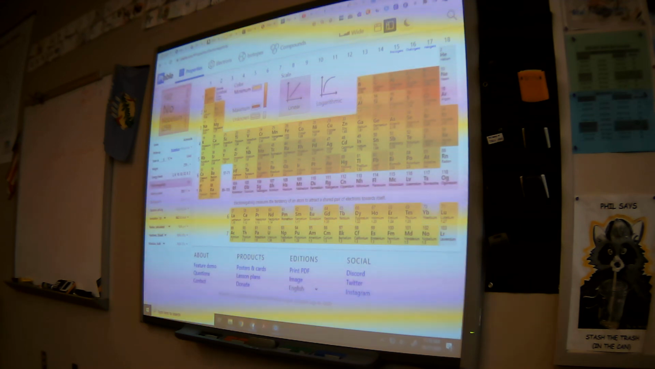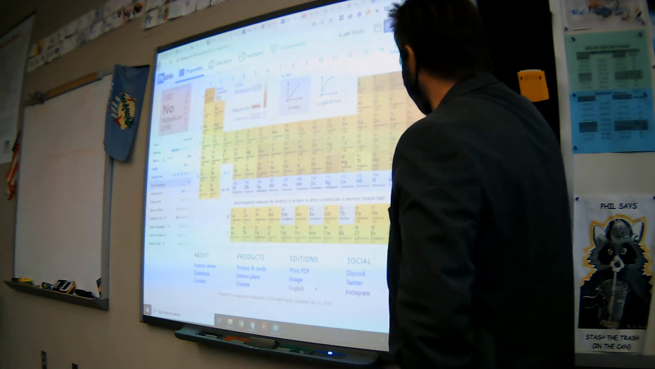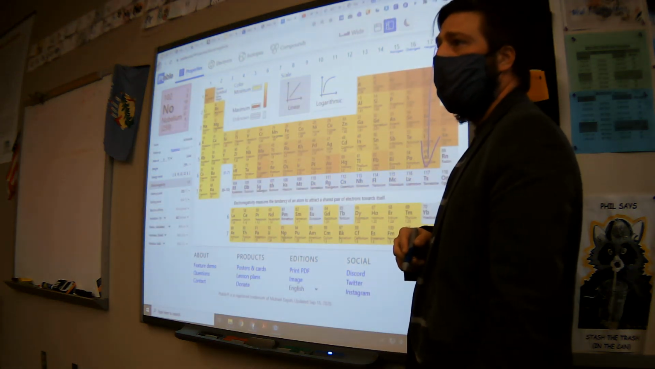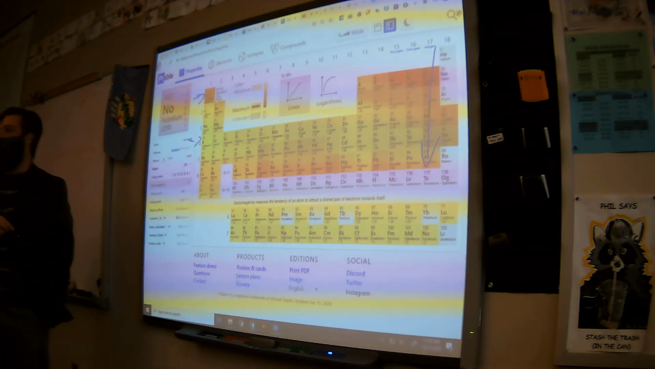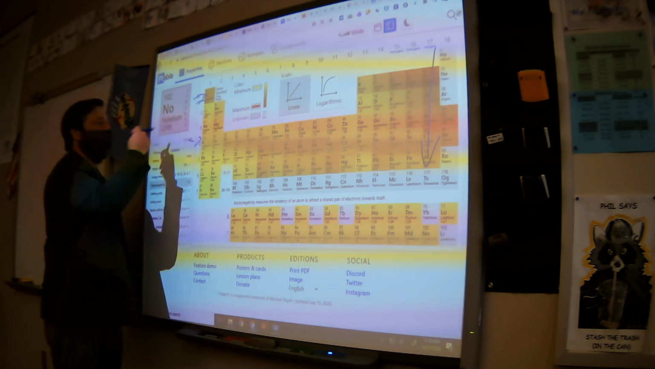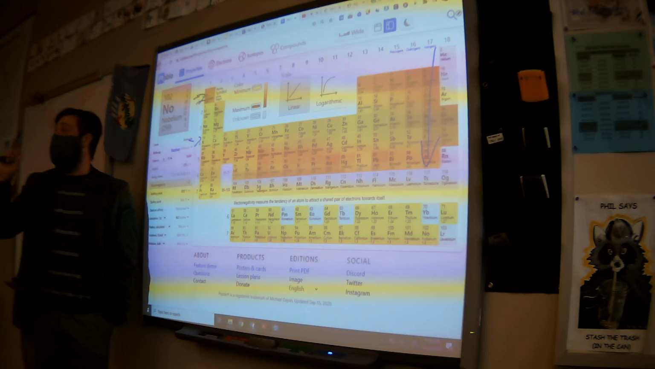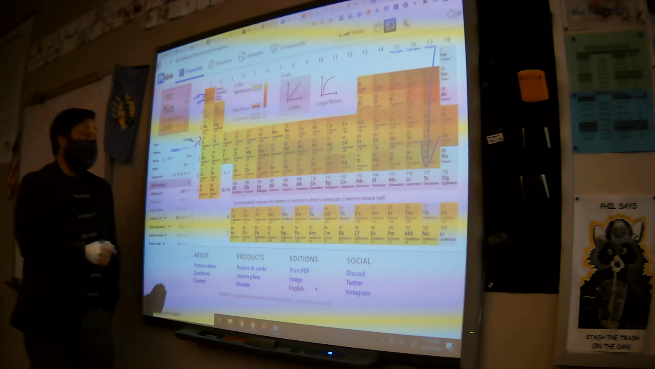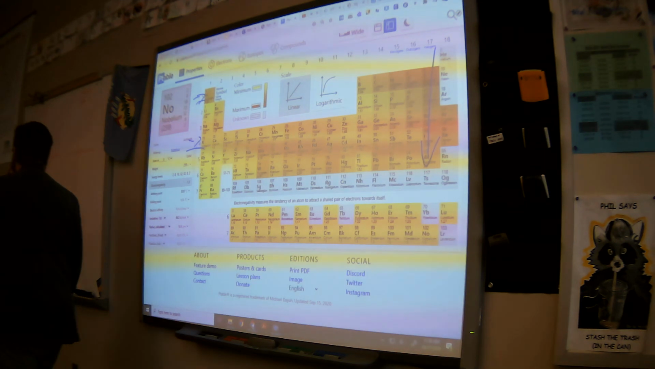Okay? What does it mean if I'm going down the periodic table like this? What's the difference between this row and this row? The distance. Distance, but expand on that. What does this one actually mean? First orbital, first energy level. Right? First energy level. What about this one? Fourth energy level. Let's draw that Bohr diagram.